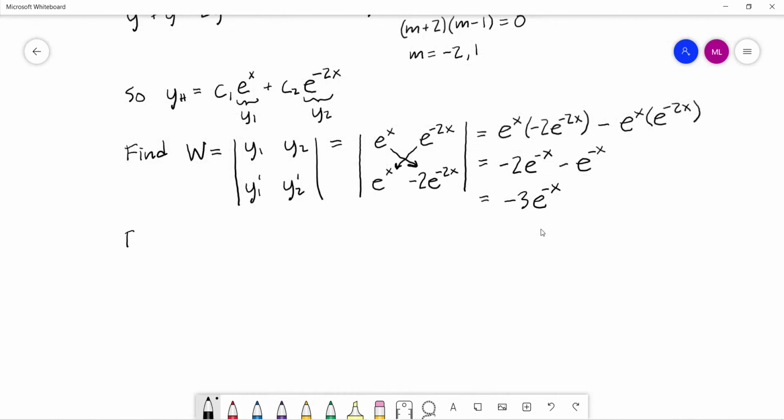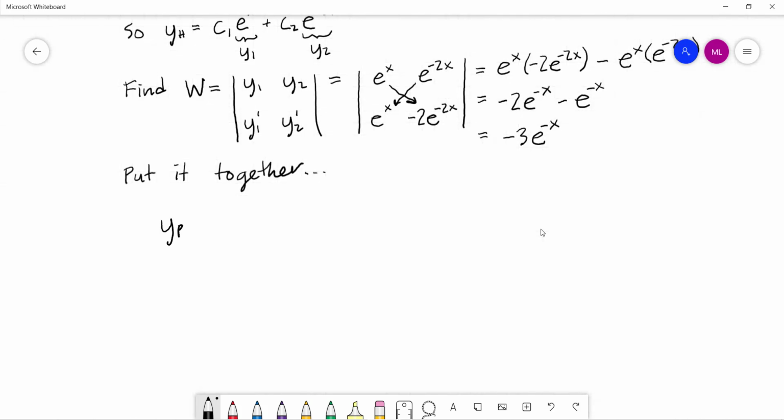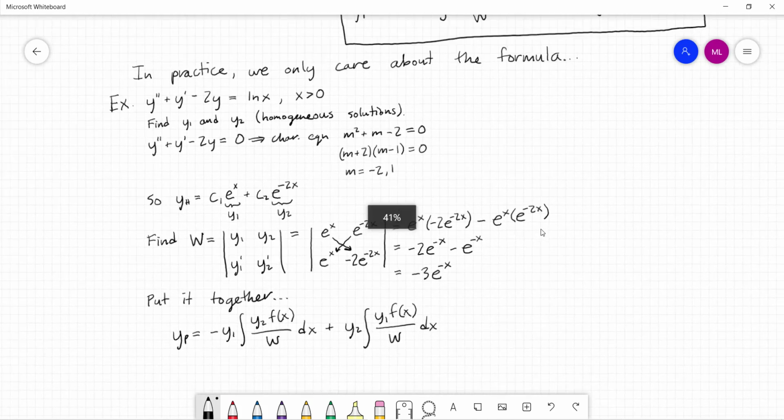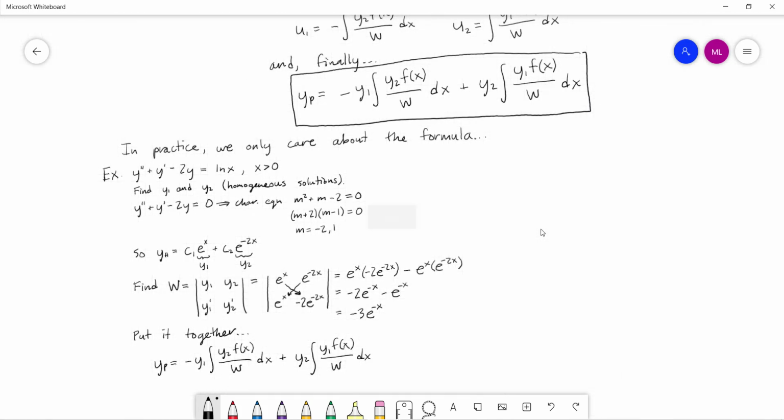Putting it all together into our formula. And we're going to find that y particular, which let me just write down the formula. It is, hopefully, let's see if I get this right. -y1 times the integral of y2 f of x over the Wronskian dx plus y2 times the integral of y1 f of x over w dx. Let's see if I did indeed get it memorized. Where do we have it here? Oh boy, sure enough. Good job, me.